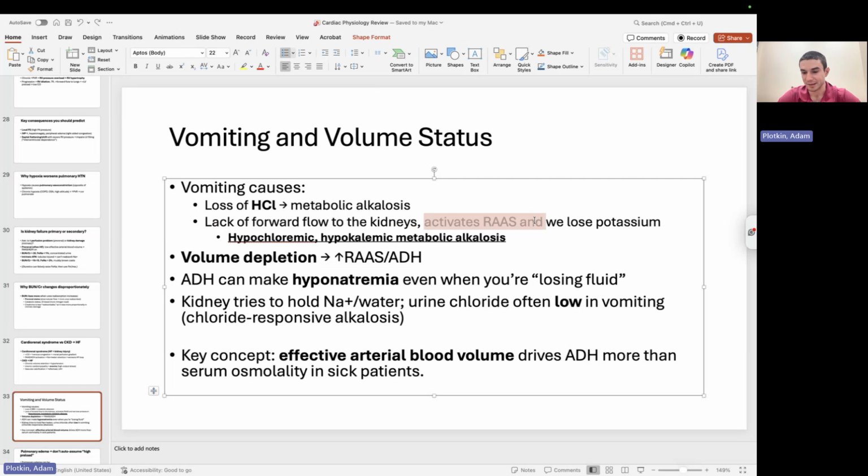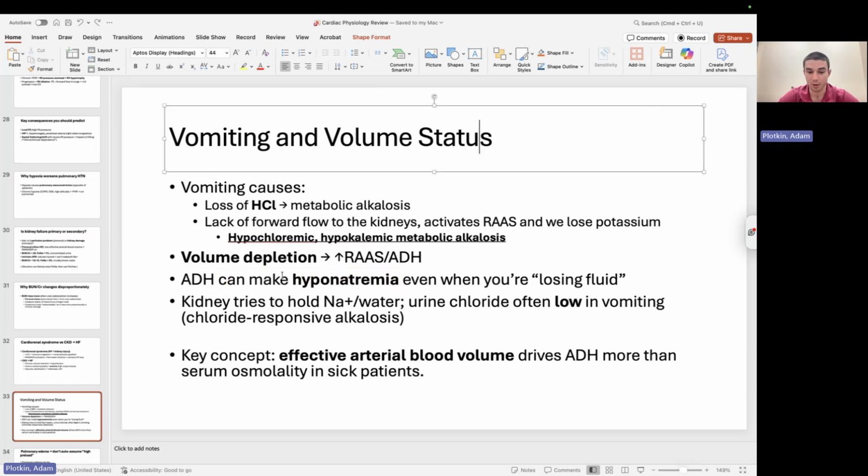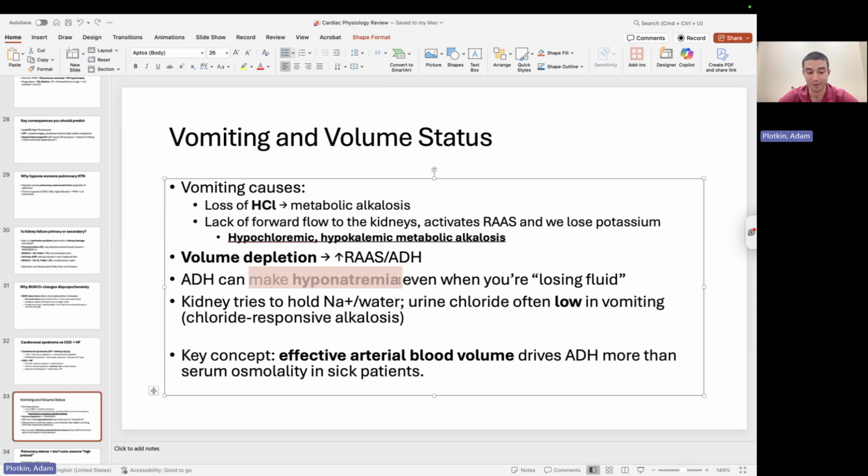We activate the RAS system, and one of those things, aldosterone, keeps sodium and water. We remove potassium and H plus, so we can lose potassium, and we're losing more H plus. We're losing hydrochloric acid, so we can get what's called hypokalemic metabolic alkalosis. Okay. I have a whole lecture on hyponatremia. Obviously, if we're puking, we can lose sodium in the puke as well. You can learn more about hyponatremia by watching my video.